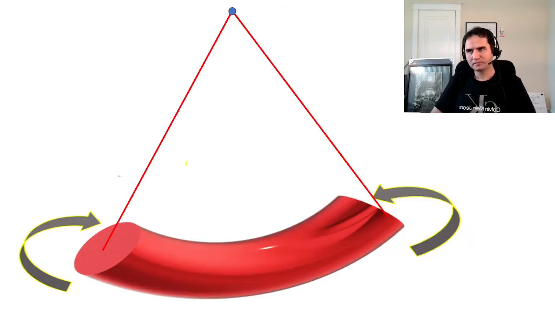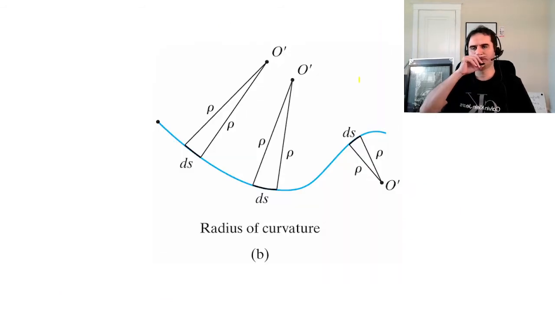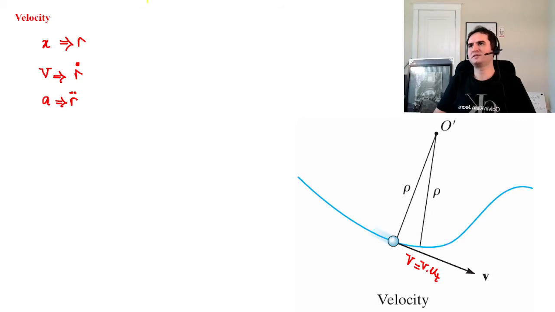Again, rho is the radius of curvature in a beam deflection, and 1 over rho is the curvature itself. Just consider we have a velocity, where x is displacement, v is the derivative of displacement, that is r dot, and acceleration is r double dot, and we are interested in the tangential component of velocity.